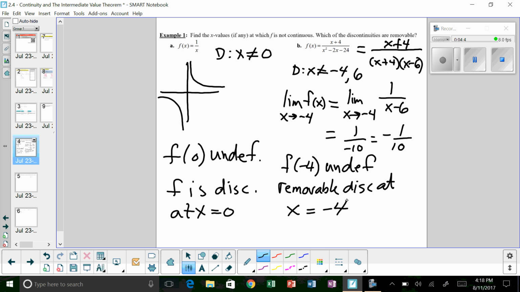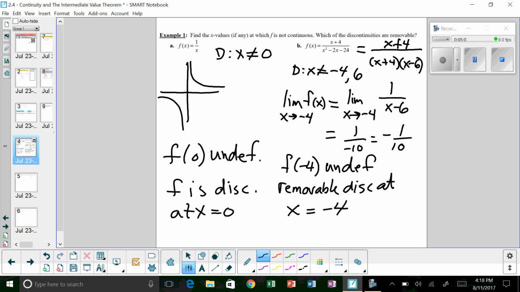Rather, x equals negative 4. We have a removable discontinuity at x equals negative 4. It's removable because all we would need to do in order to make the function continuous at x equals negative 4 is to simply redefine the y value as negative 1/10. That would make the function continuous.